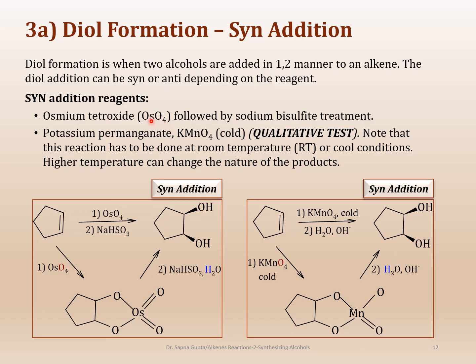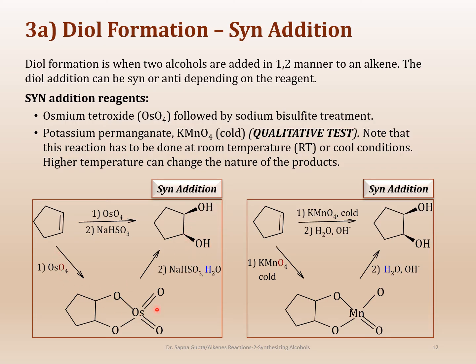If you look at osmium, you probably have to hunt for it on the periodic table. It is a transition metal, way down from iron. So it has the same kind of bonding as iron, but because it's a heavy metal, it behaves very differently. So osmium tetroxide, and remember 1 and 2. 1 is the reagent, 2 is the workup. And so you end up getting a syn addition like this.